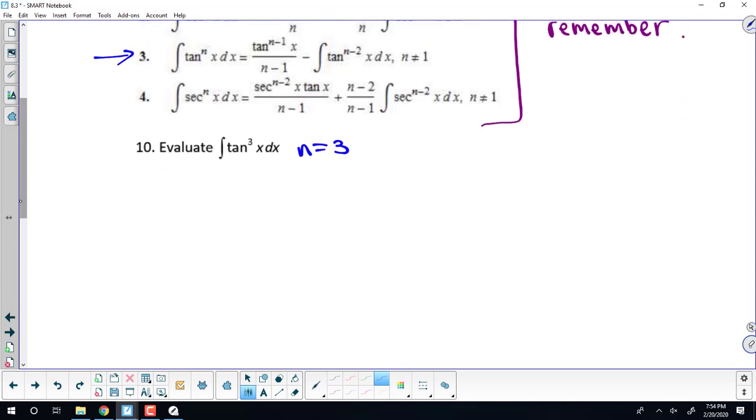All right, well, the antiderivative of tangent cubed dx should be tangent squared over 2 minus the antiderivative of tangent to the power of n minus 2, so tangent to the first, or tangent. Okay, so according to the reduction formula, that's what we end up with.